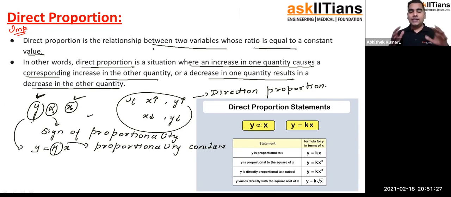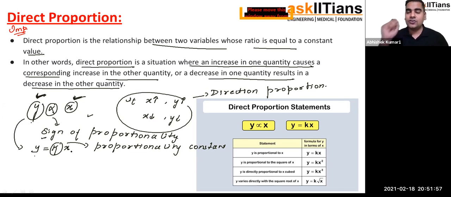So what is direct proportion? In direct proportion, if one of the values is increasing, the other value also increases, while if one of the values is decreasing, the other value also decreases. That's the relation. If value y is directly proportional to value x, this is how we denote it: y is proportional to x, and this is the sign of proportionality. Whenever you remove the sign of proportionality, you get y is equal to kx, where k represents the proportionality constant, or constant of proportionality. Both are exactly the same thing.